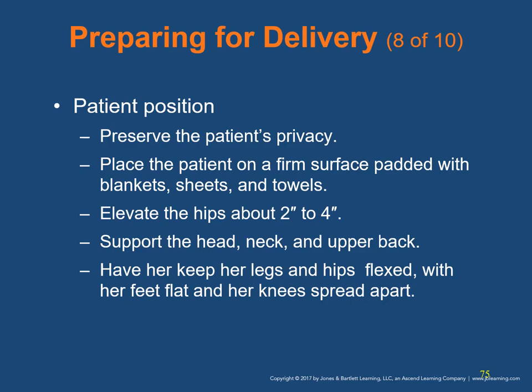Patient position. The patient's clothing should be removed or pushed up to her waist, and pants and undergarments should be removed. Remember to preserve the patient's privacy as much as possible. Place the patient on a firm surface that is padded with blankets, folded sheets, or towels. Elevate the hips about 2 to 4 inches with pillows or blankets. Support the head, neck, and upper back with pillows and blankets. Have her keep her legs and hips flexed, with her feet flat on the surface beneath her and her knees spread apart.